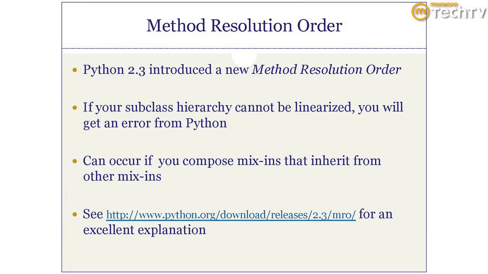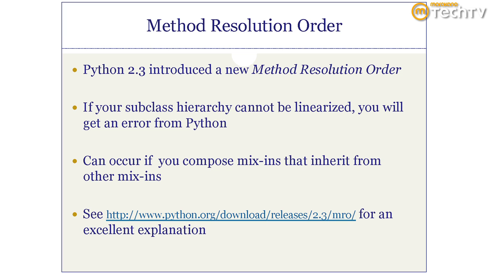Method resolution order is about figuring out what methods you're going to call and who overrides who. If you have just single inheritance, then you have a linear sequence of classes, and it's pretty straightforward. But as soon as you have multiple inheritance, you're going to start running into problems where you have multiple base classes that may have common subclasses, and so it gets complicated. They changed how this worked in Python 2.3. Basically, there's a restriction that if your subclass hierarchy cannot be linearized, you'll get an error from Python.